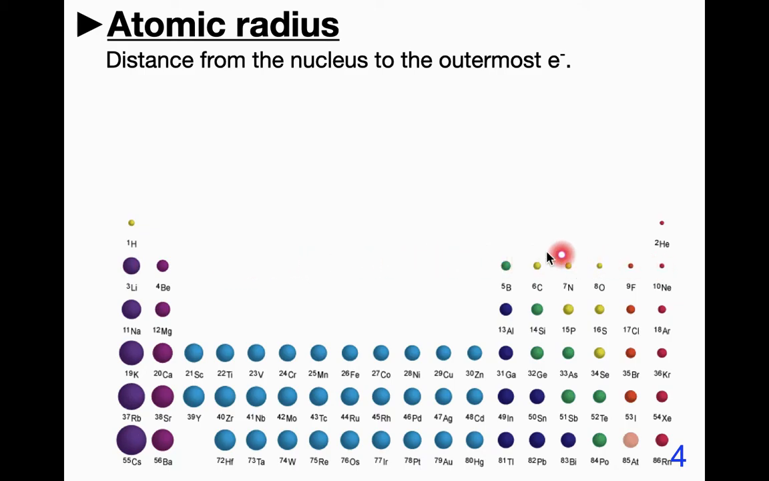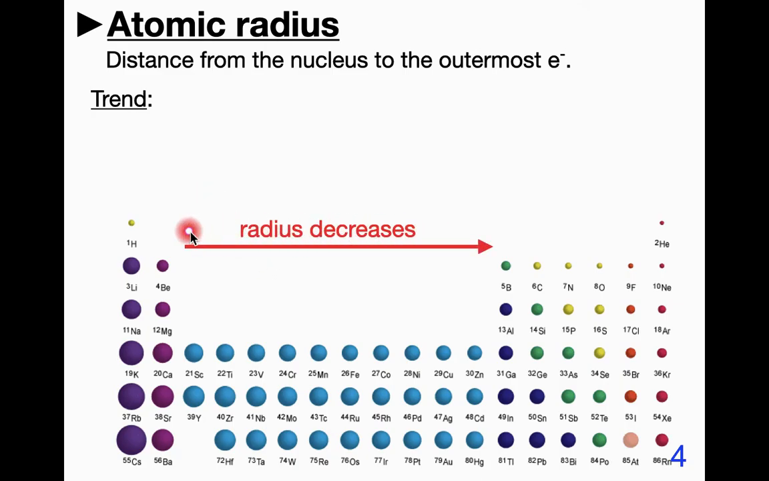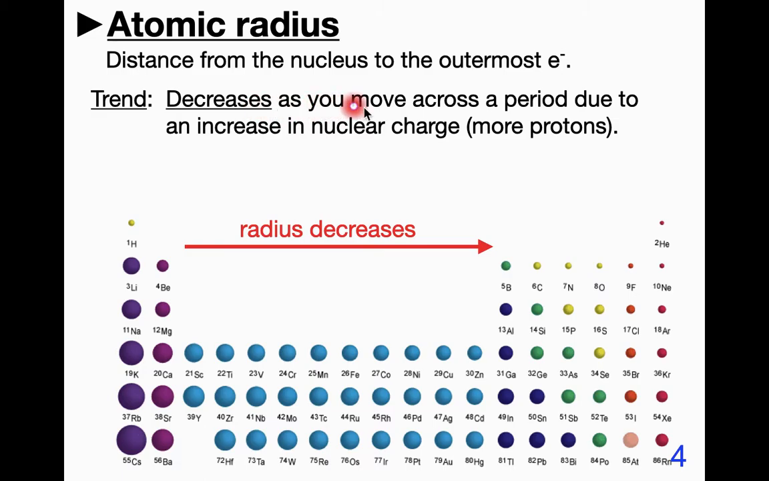So why is that? Well, the trend decreases as you move across a period due to an increase in the nuclear charge, more protons. So let's just take a look at period 2 here. As we go across, remember we're adding electrons to the second energy level. These two electrons here, lithium and beryllium, are the 2s electrons, and these are the 2p electrons. They all belong to the same energy level.